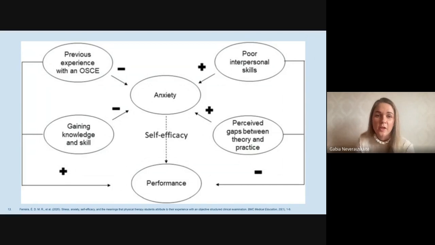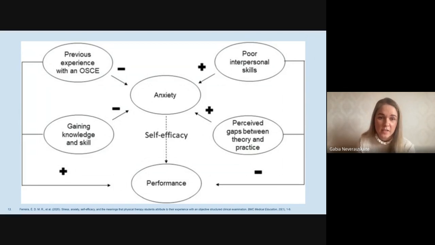And then moving on to the right side, we have poor interpersonal skills. So our communication skills, what we've been talking about all along, and perceived gaps in theory and practice. So very important. If we don't know what we're talking about, if we don't know how to speak to our patient, then of course our anxiety is going to increase, because we're not going to know what's going on. We're not going to gather all the information that we need to come up with an appropriate diagnosis.